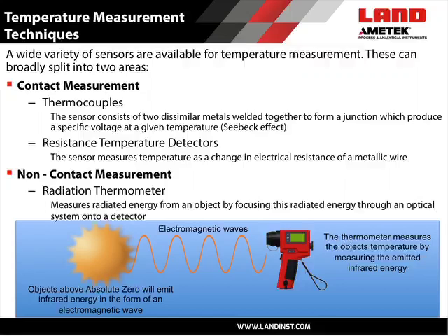Non-contact temperature measurement, radiation thermometers. These types of instruments measure the heat or the radiated infrared energy from an object by focusing this energy through an optical system onto a detector. The signal from the detector is then related to a temperature by a series of signal processing functions. All objects above absolute zero emit energy, and the hotter the object, the more active its molecules are, hence the more radiated energy it emits.